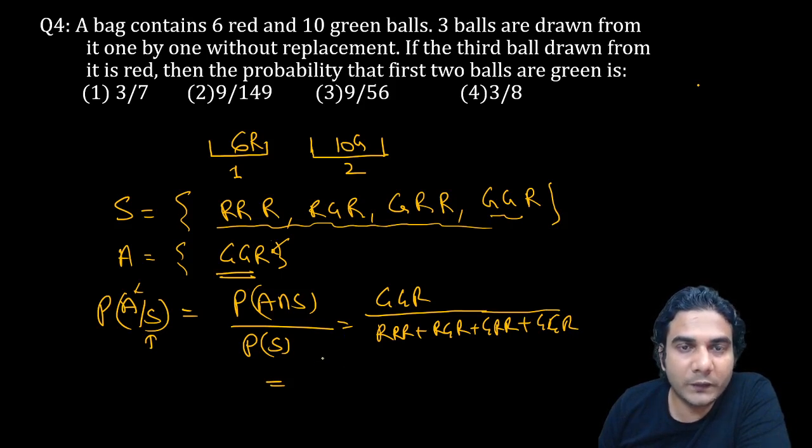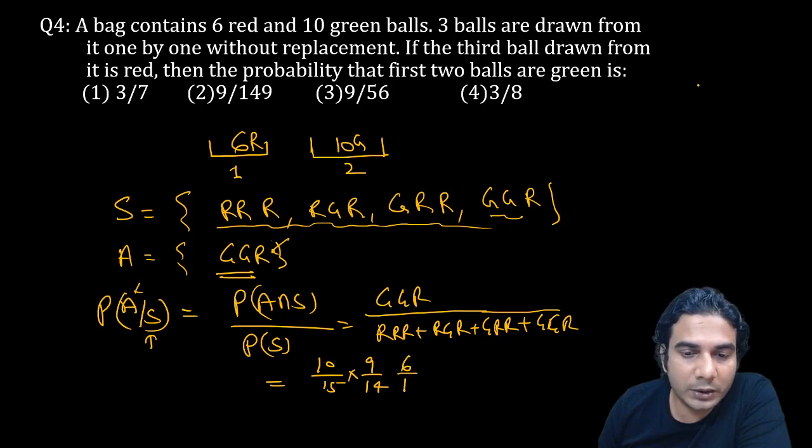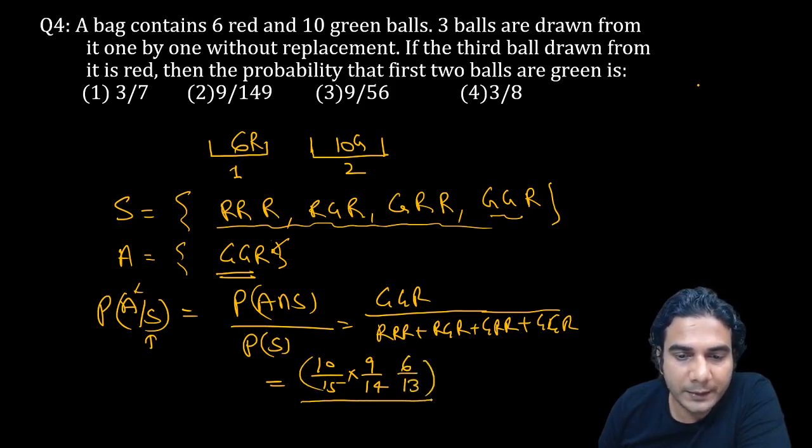Now let's write how to get green, green, red. For getting the first green, it is 10 by 15 total balls, right? Now the second green is 9 by 14, as 14 balls are left. Now one red, so all 6 red are there, but total balls left are 13, all right? So this is the probability for the numerator, divided by, let's write the probability of the denominator.